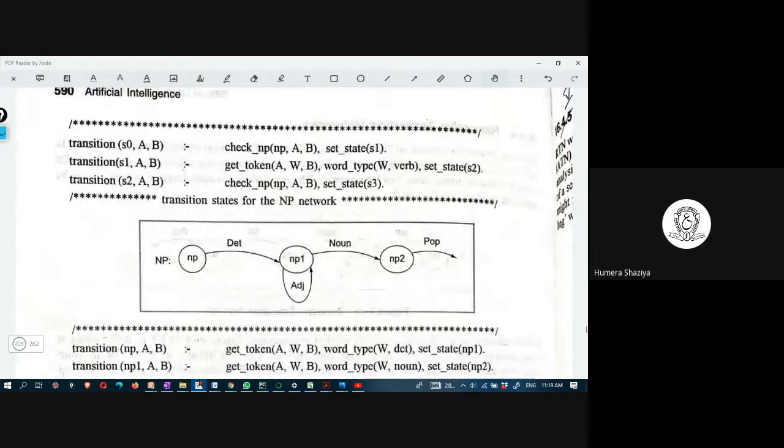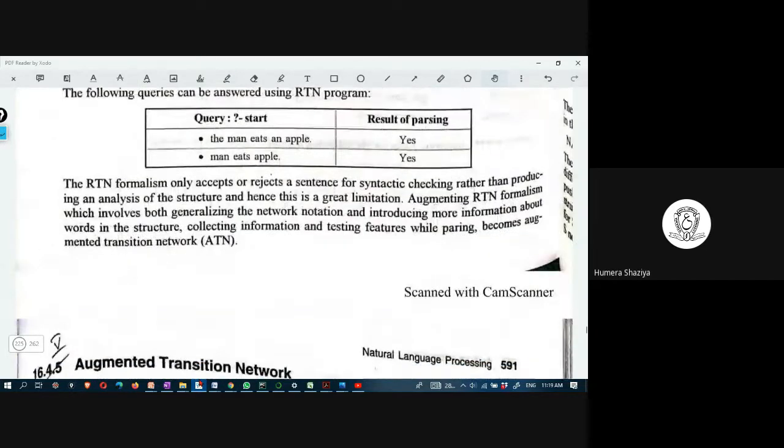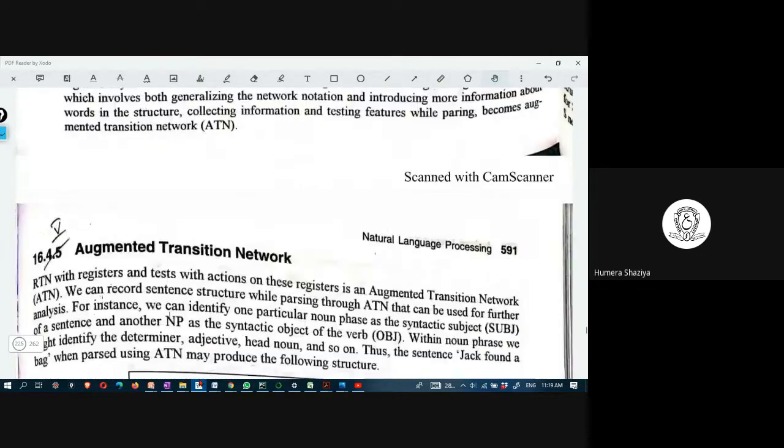And here, how to move from one state to another state or one node to another node. That is by calling these transition functions. Transition S0 A comma B: when being in S0, it reads A B. Being in S1, it reads A B. Like that, transition functions could be defined. And these are all transition functions that have been defined in Prolog in order to implement that recursive transition network.